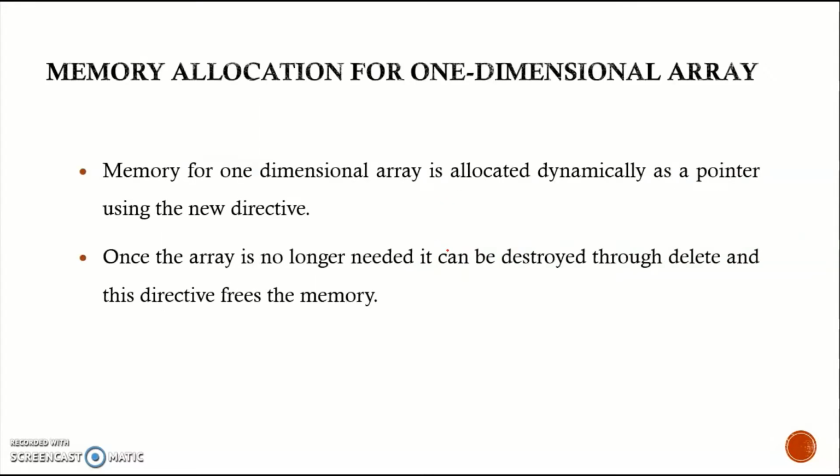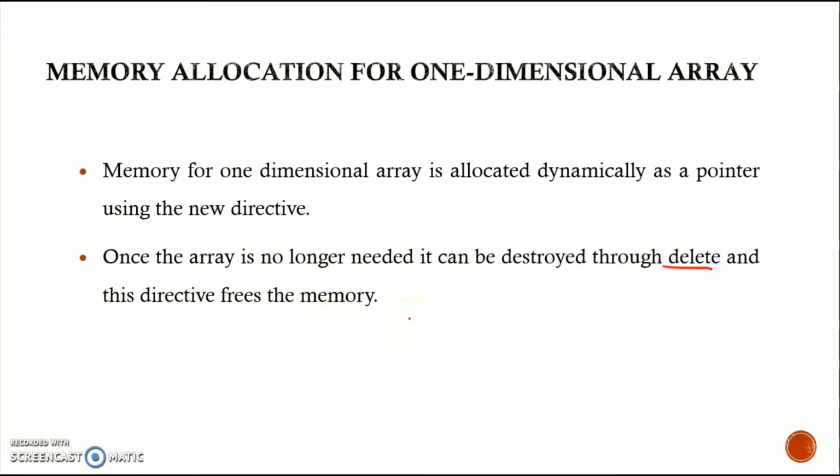So let's look at one-dimensional first. Maybe you are still not so clear about what this pointing to an array means, what it does. Let me just explain to you by showing you some examples first. Memory allocation for a one-dimensional array. Memory for a one-dimensional array is allocated dynamically as a pointer using the new directive. Once the array is no longer needed, it can be destroyed through delete, and this directive frees the memory.